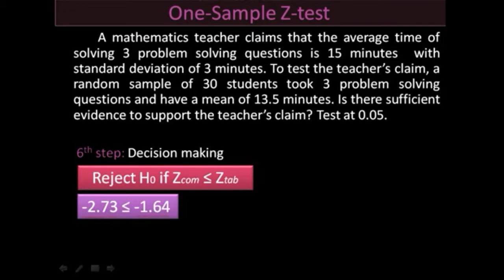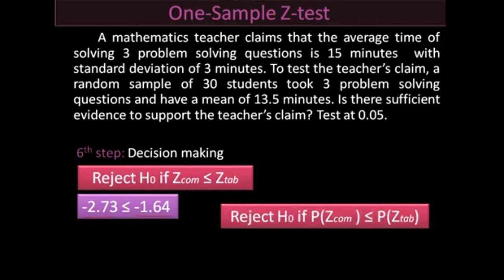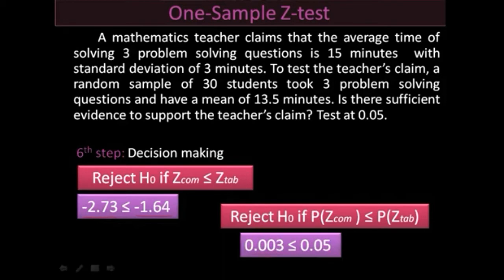So using the p-value approach, we will also reject the null hypothesis because 0.003 is less than or equal to 0.05, which is our level of significance.